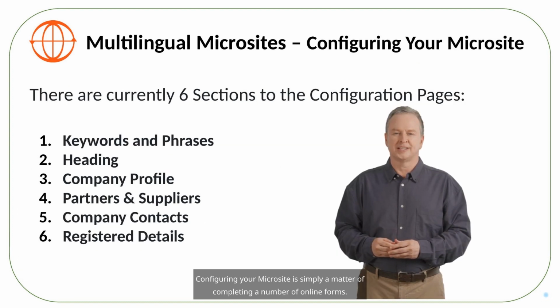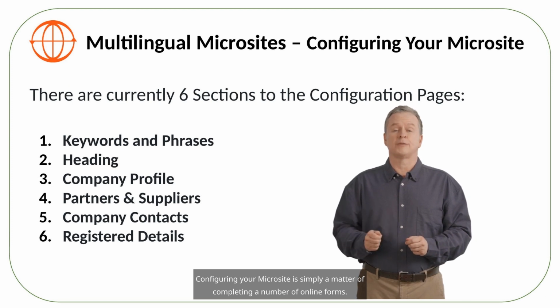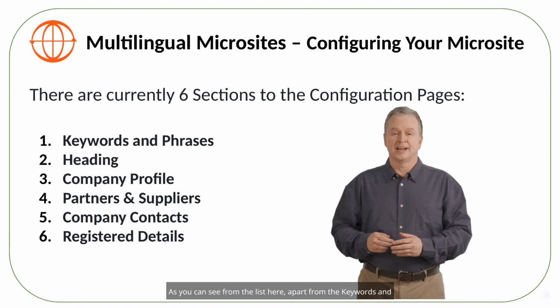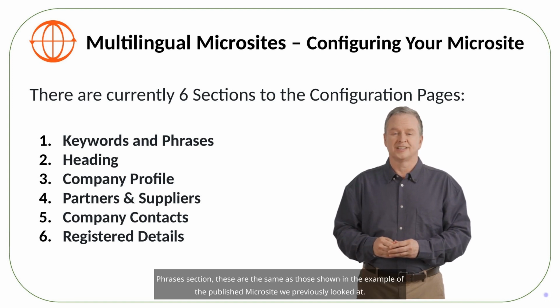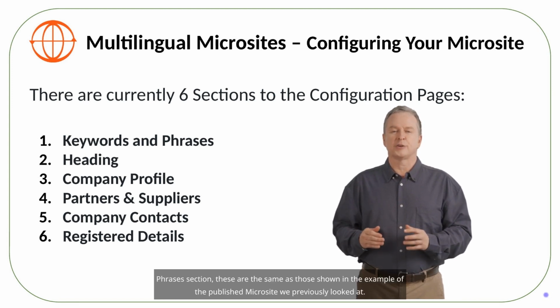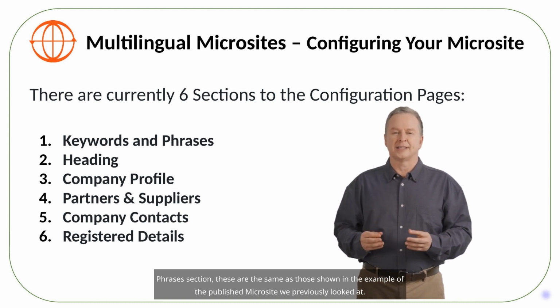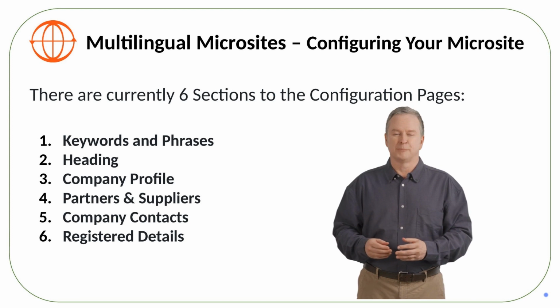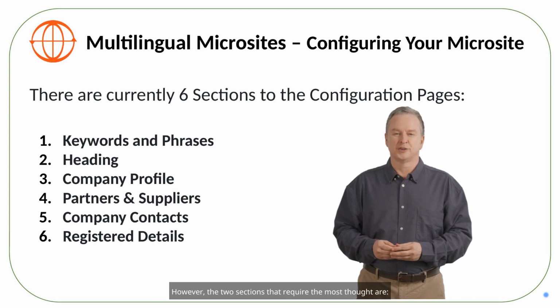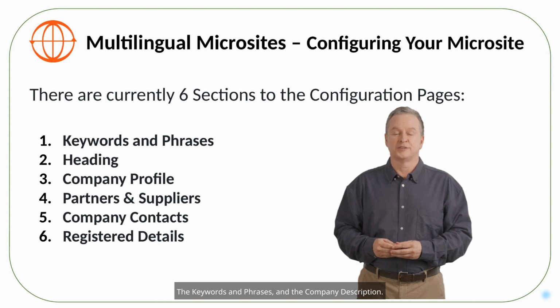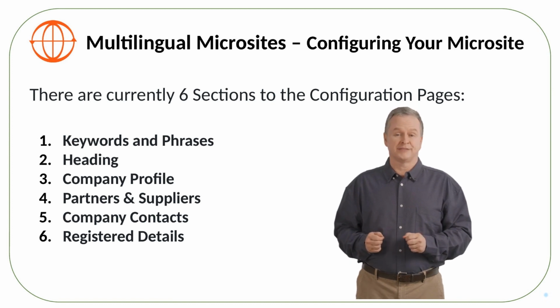Configuring your microsite is simply a matter of completing a number of online forms. As you can see from the list here, apart from the keywords and phrases section, these are the same as those shown in the example of the published microsite we previously looked at. These are all easy to complete. However, the 2 sections that require the most thought are the keywords and phrases and the company description.